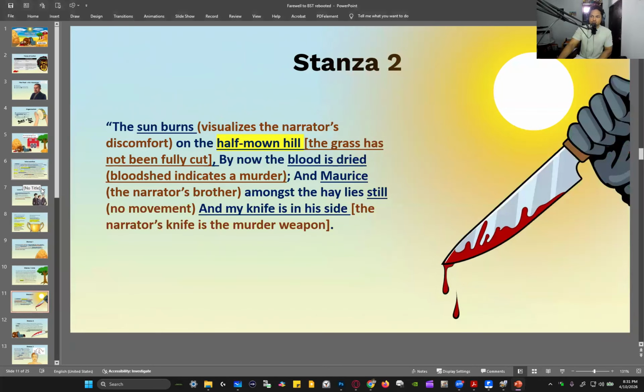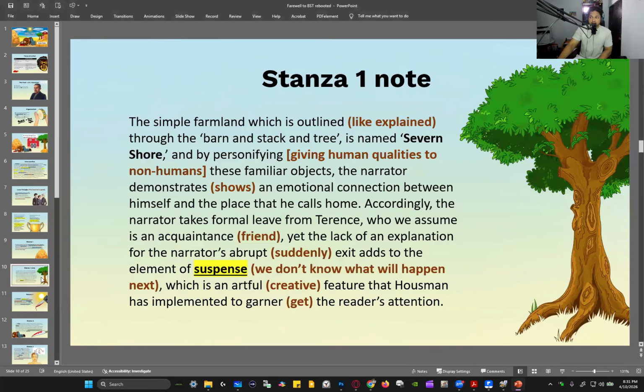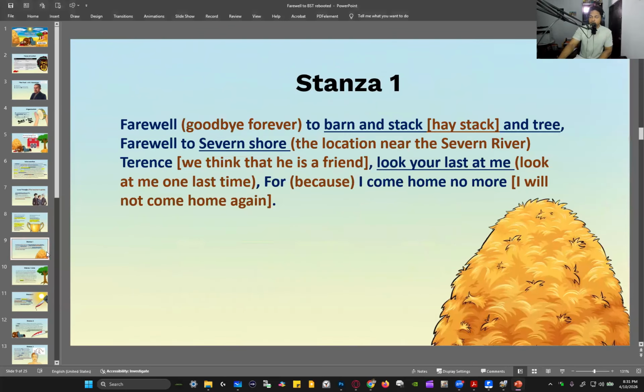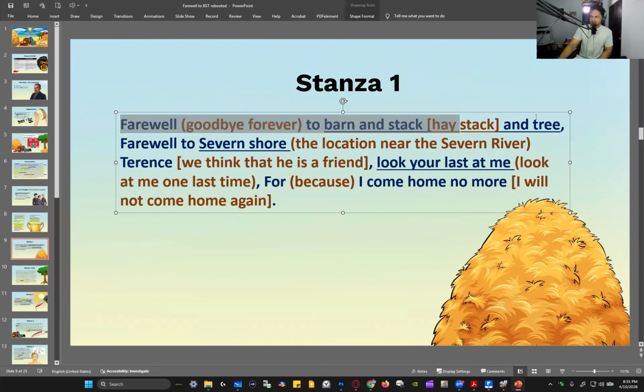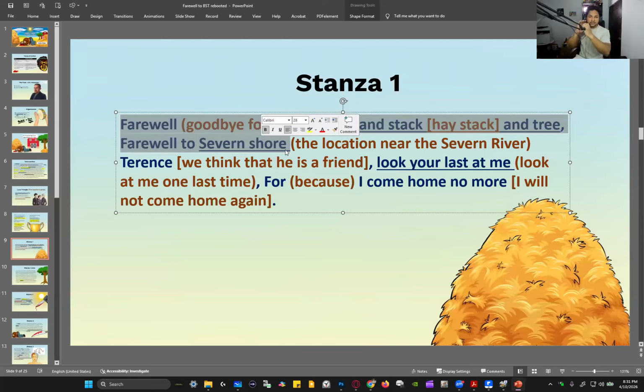If you go to stanza number 1, there is a rhythm, right? Farewell to barn and stack and tree. Farewell to sever and show. There's a rhythm in the poem, right? Farewell to barn and stack and tree. Farewell to sever and show. It's like a marching rhythm.